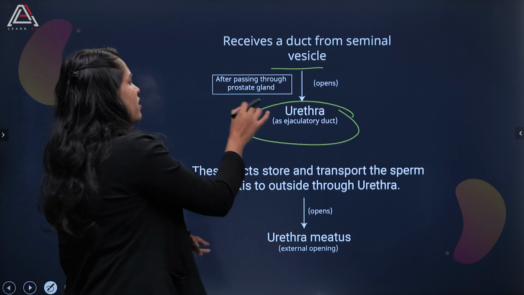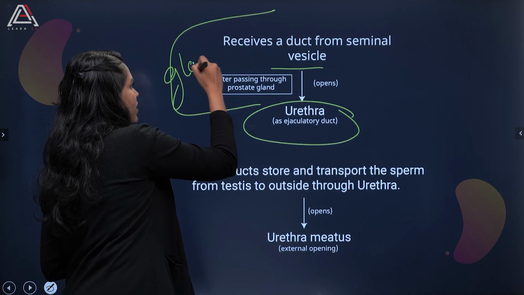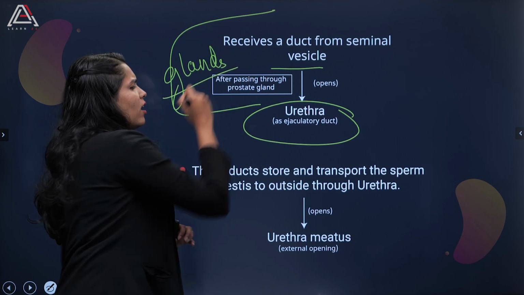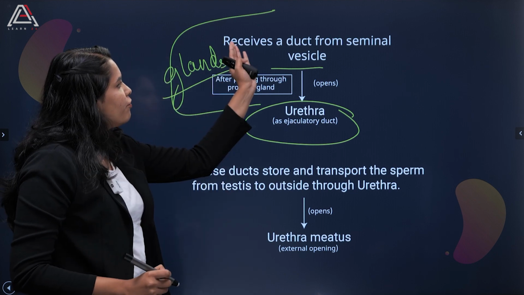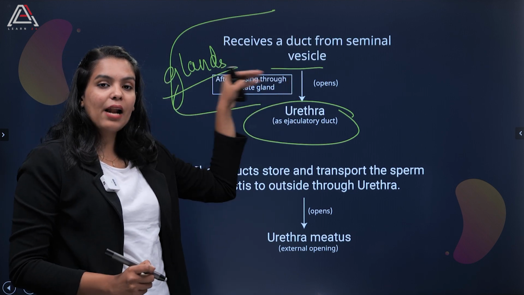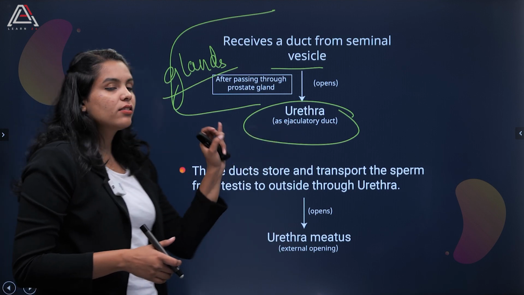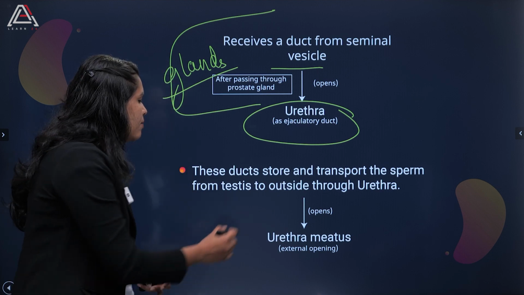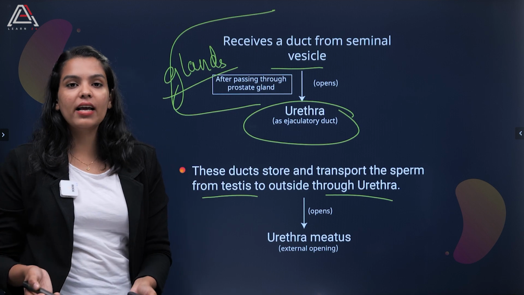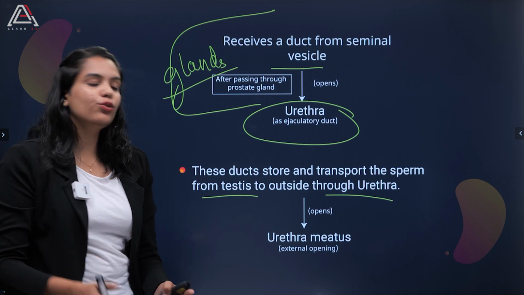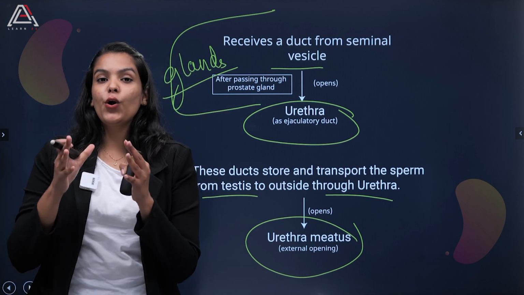Before this, they are being exposed to a lot of glands, and what those glands are we'll be discussing in a few seconds. So it receives a duct from the seminal vesicle and moves to the urethra as the ejaculatory duct. These ducts store and transport the sperm from the testis towards the outside through the urethra, and finally it ends and opens at the urethral meatus, which is nothing but the external opening.